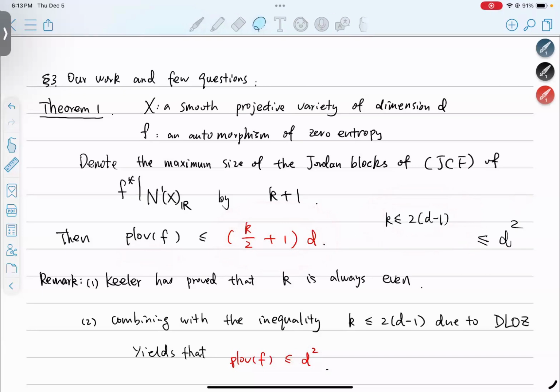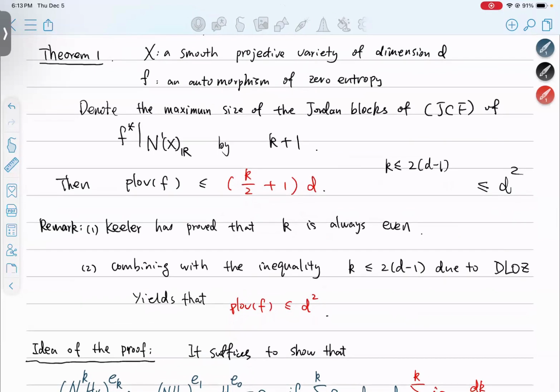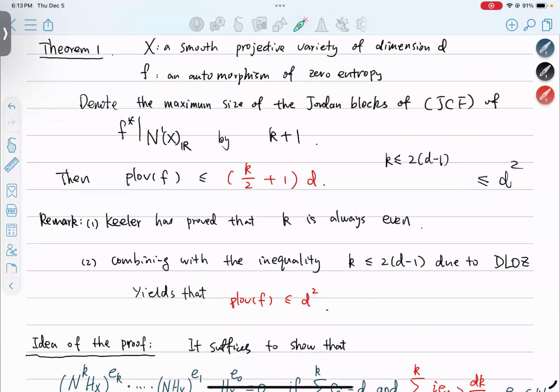Okay, so now let me just explain the idea of our proof quickly. Any question?